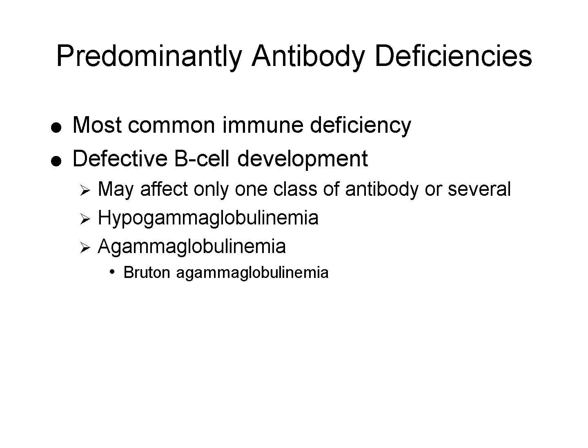These conditions result from defective B cell development and can affect the production of one or multiple types of antibodies. Hypogammaglobulinemia refers to low antibody levels, while agammaglobulinemia, such as Bruton agammaglobulinemia, means an almost complete absence of antibodies. Individuals with these disorders are highly susceptible to recurrent bacterial infections.